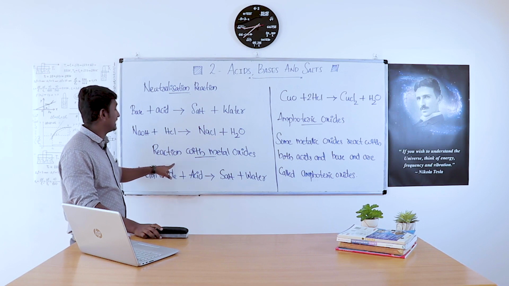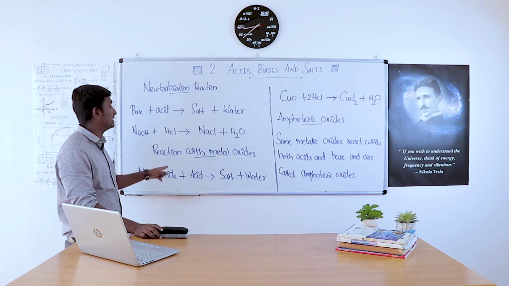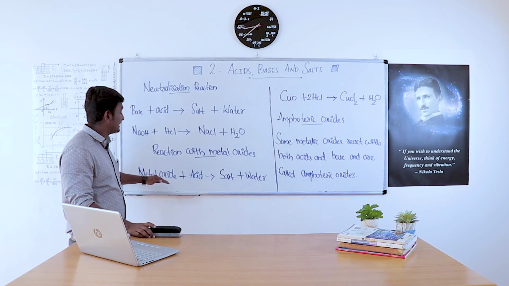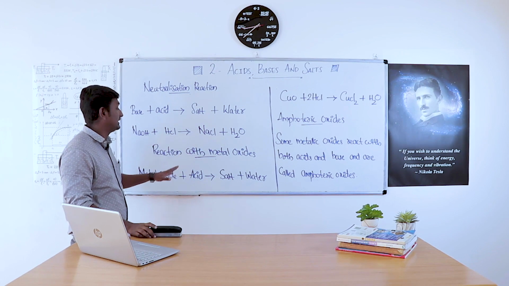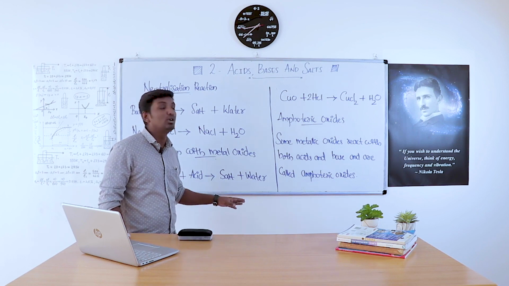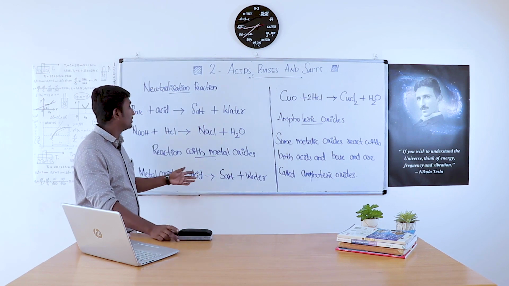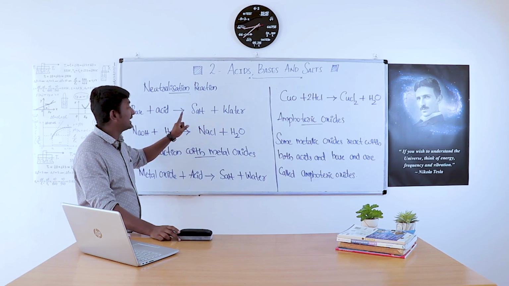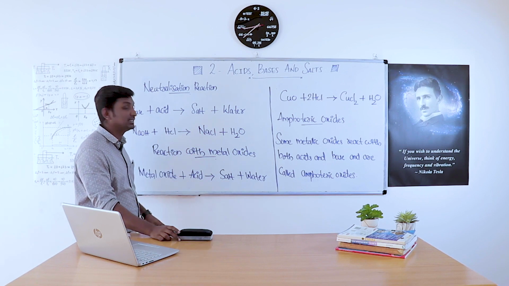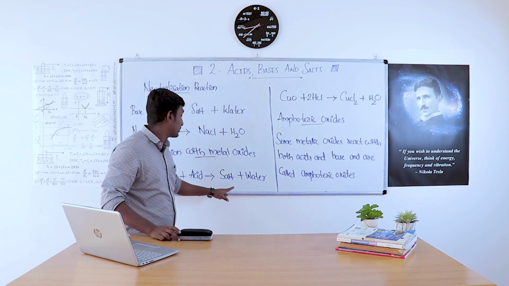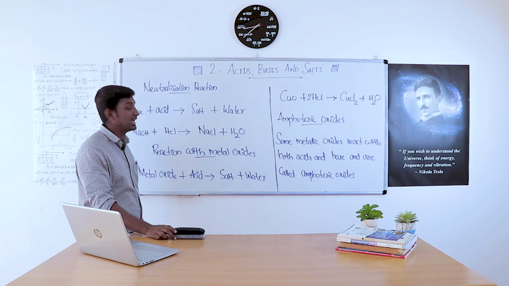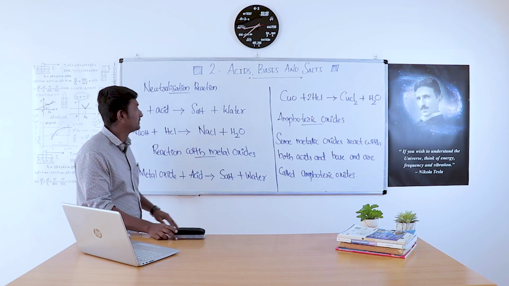Now, what happens when an acid reacts with metal oxides? When an acid reacts with metal oxide, it gives the products salt and water. So, in the neutralization reaction also, we are having the product salt and water. Here in reaction with the metal oxides, the same result, we are getting the product salt and water. So, we can say that when a metal oxide reacts with an acid, it gives salt plus water.